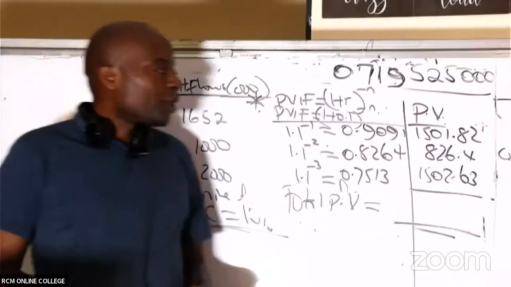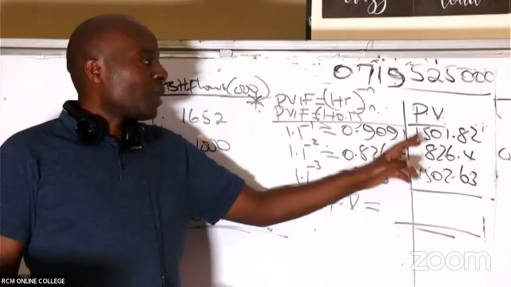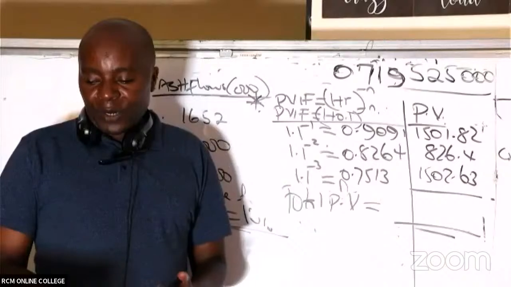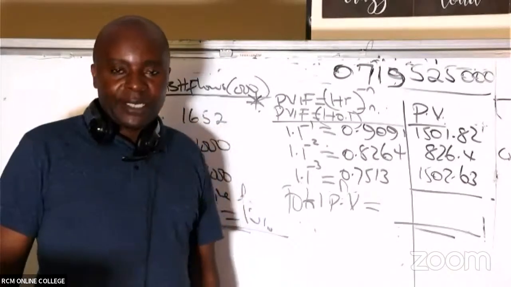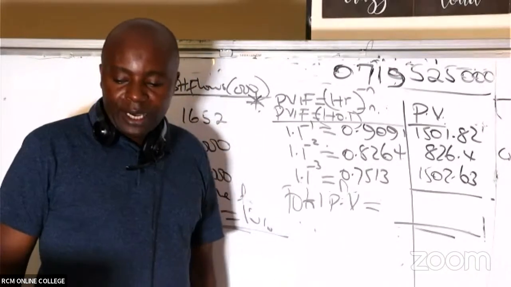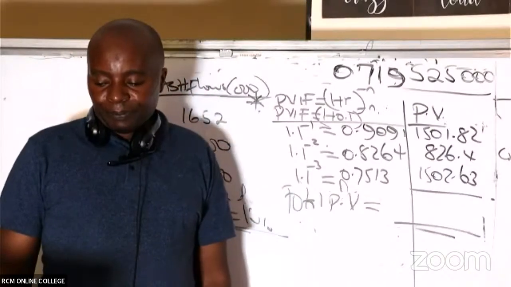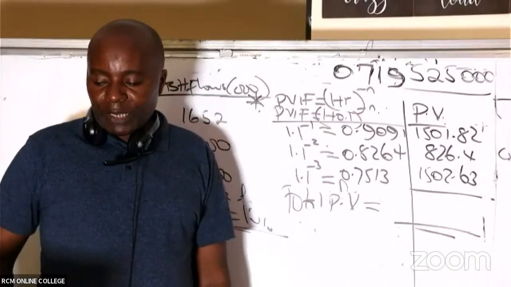So I'm waiting for a good Martin to come and give me this plus this plus this. Give me a number, I write down. I would want to put this down: total present value. Most of you do not have calculators.